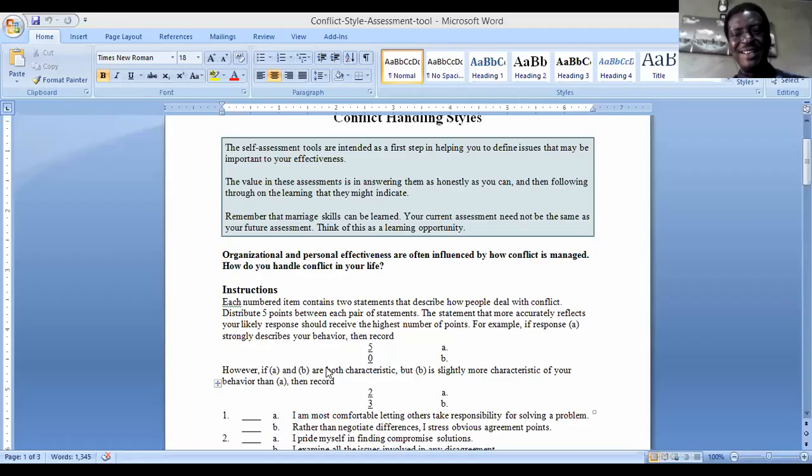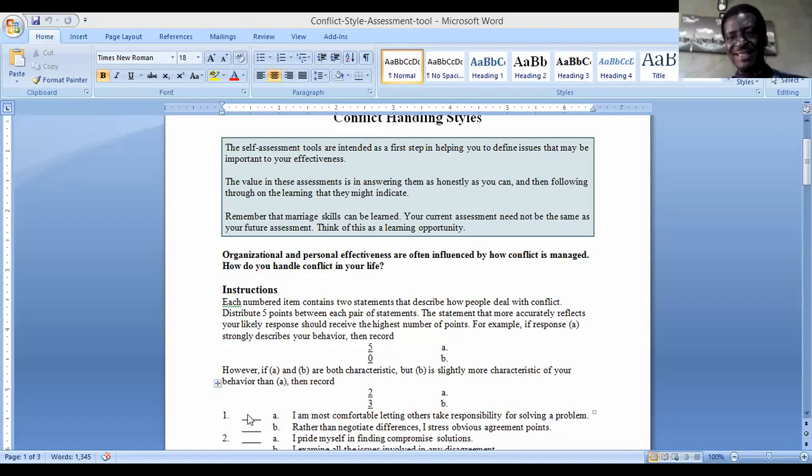Okay. For one, you have A and B. Each one has A and B. So you have two statements for each number. Number one has statement A and statement B. So if you say everything about statement A is correct, I am most comfortable letting others take responsibility for solving a problem, if you choose A as absolute, then it's 5 points.